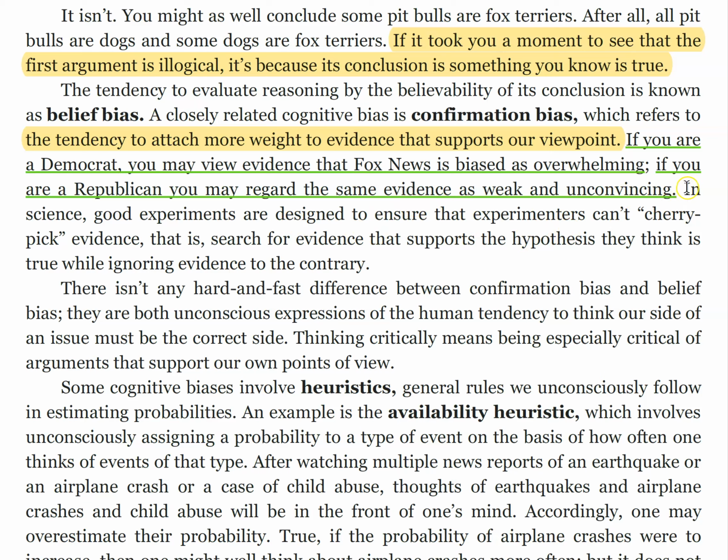So, in science, good experiments are designed to ensure that experimenters can't cherry pick evidence. You may have heard of this referred to as cherry picking. So they're going to define this. That is, search for evidence that supports the hypothesis they think is true while ignoring evidence to the contrary. So that's just one way cognitive or confirmation bias can really mess with our thinking. And experimenters don't mean to do this. These are subtle cognitive biases. They happen without our even knowing.